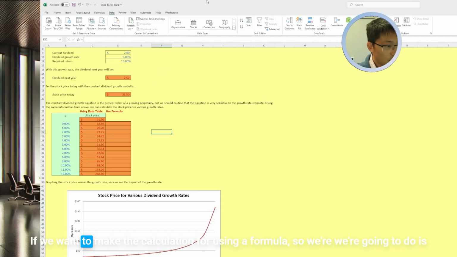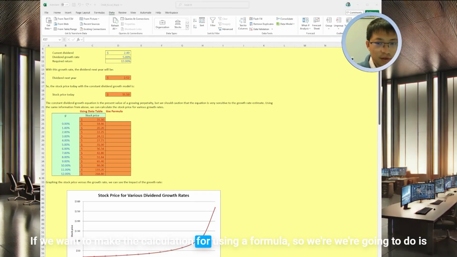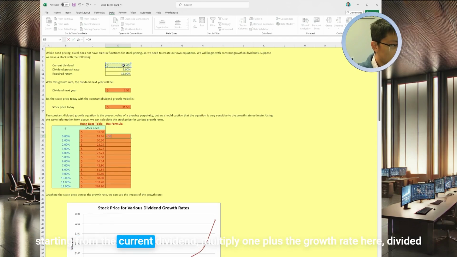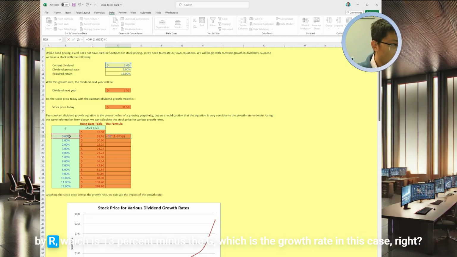If we want to leave the calculation for using a formula, what we're going to do is, starting from the current dividend, multiply 1 plus the growth rate, divided by R, which is 13%, minus the G, which is the growth rate in this case, right?